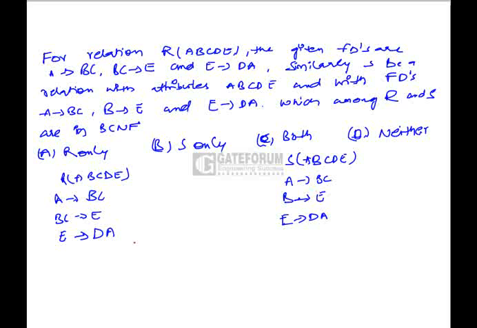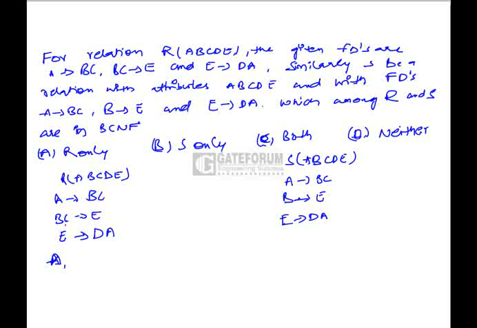Let us find keys for these relations. So let us find closure of A plus. Here closure of A plus will give A derives BC, so BC will be there, and from BC we can get E. From E we can get DA. So here A is deriving all the attributes, so we can take A as a candidate key.